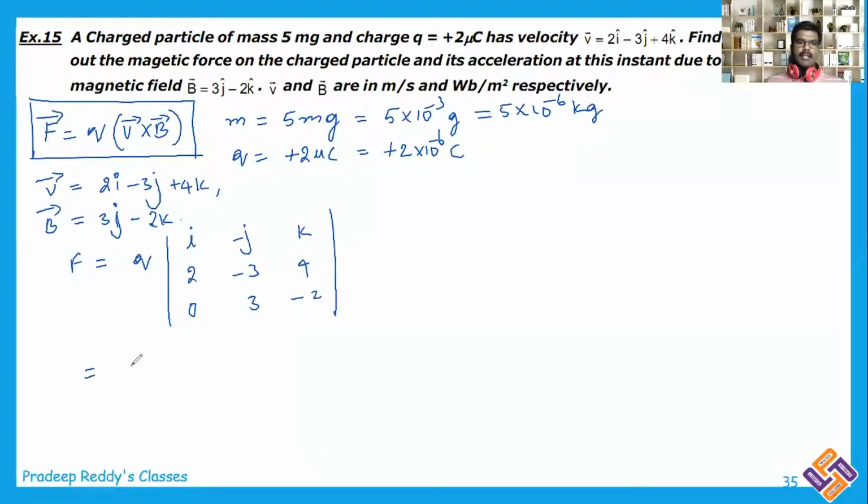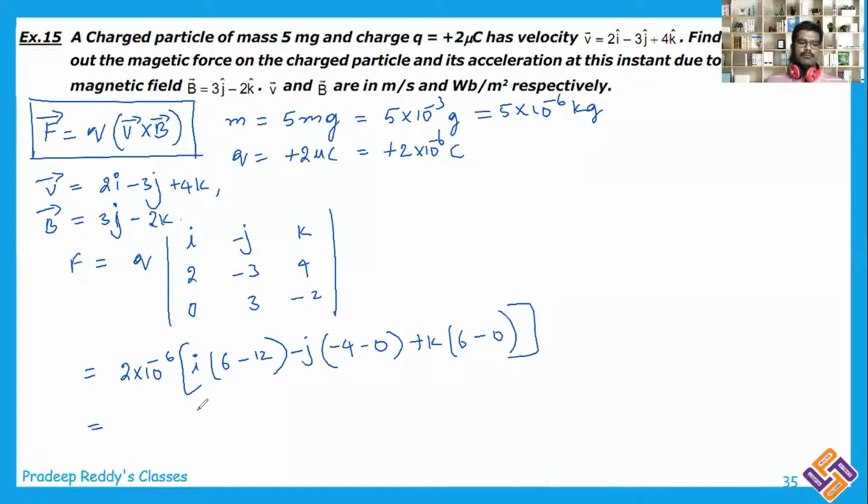Q value is already noted. It is 10 power minus 6 into I times (6 minus 12) minus J times (minus 4 minus 0) plus K times (6 minus 0). This is equal to 2 into 10 power minus 6 into minus 6I plus 4J plus 6K. This is the force acting on the charged particle.